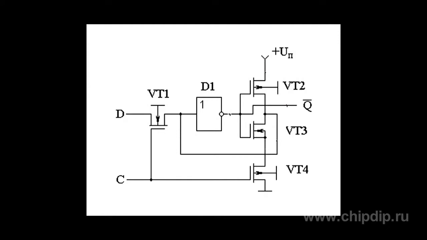Transistor VT2 is closed and it turns off the second inverter assembled on the transistors VT2 and VT3. When a low potential is applied to the input C, the second inverter turns on and forms a trigger together with inverter D1.